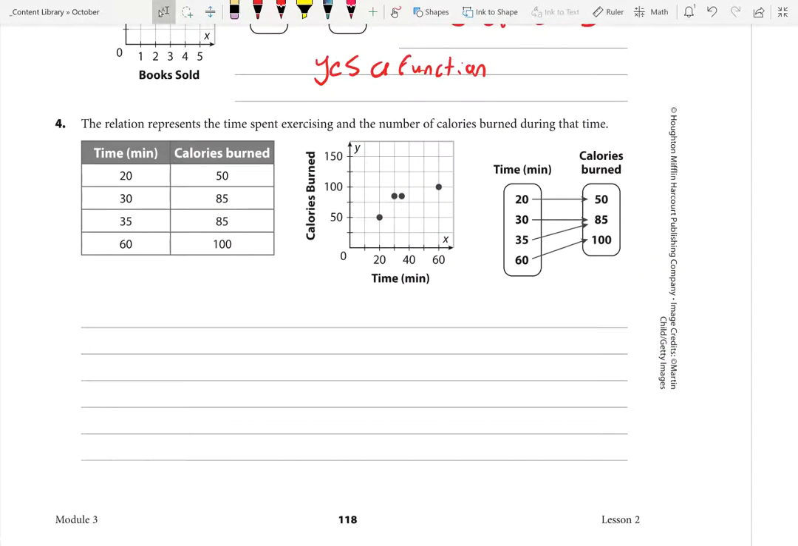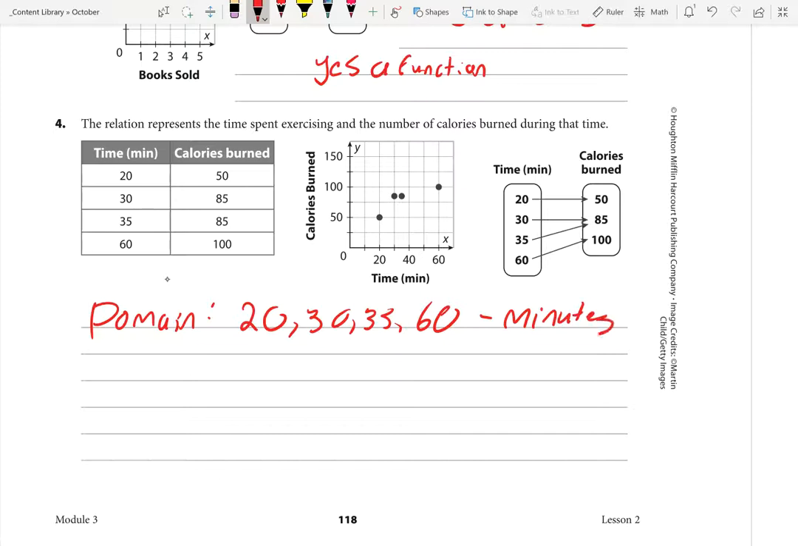Number 4, the relation represents the time spent exercising and the number of calories burned during that time. All right, so 20 minutes exercising, 50 calories burned. 35 minutes exercising, 85 calories burned. 35 minutes, 85 calories burned. 60 minutes, 100 calories burned. There's your graph. Okay, so domain is going to be 20, 30, 35, and 60. This is the minutes of working out. The range is going to be 50, 85, and 100, which is the calories burned.